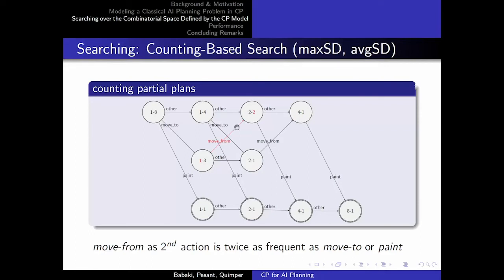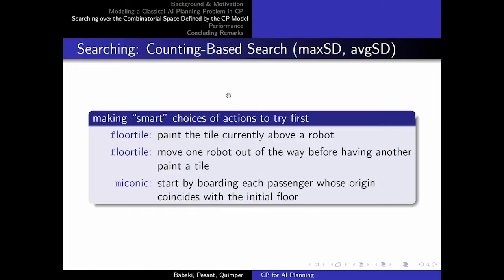So you use that frequency information to decide what to branch on. And what we've observed is that this tends to correspond to making smart choices of actions to try first. For example, in the floor tile planning domain, it could correspond to painting the tile currently above a robot if he's got the right color and he's in the right place. Or moving one robot out of the way before having another paint a tile. So all these actions make sense and they're selected as actions to try first automatically. And that's what we find quite interesting, without any planning knowledge being added here.